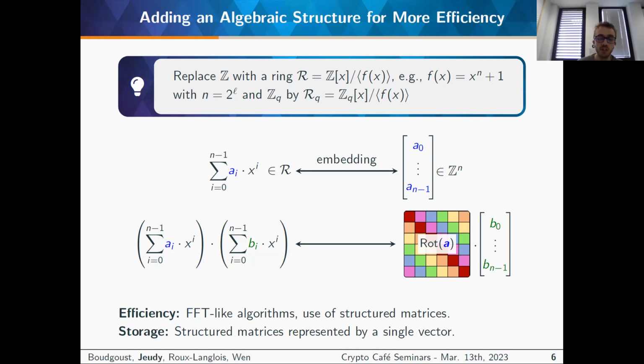And in terms of efficiency, as I said, you can leverage this structure to perform the product more efficiently. If you look at the multiplication directly in the ring, you can also use FFT algorithms to perform the multiplication quite efficiently. So all this algebraic structure does is basically optimize the efficiency of your scheme. Now we need to consider the problem and assess the security, which is the downside of adding this structure.